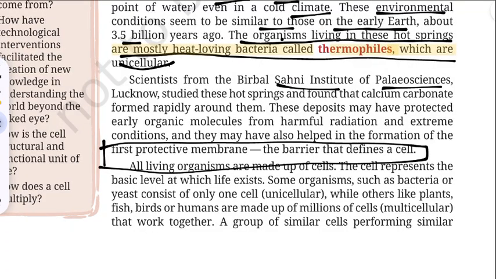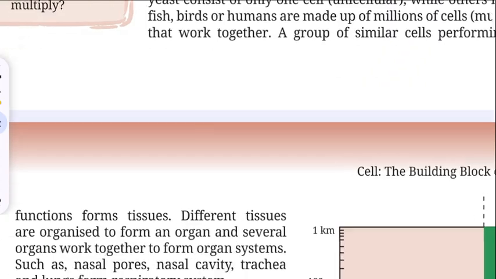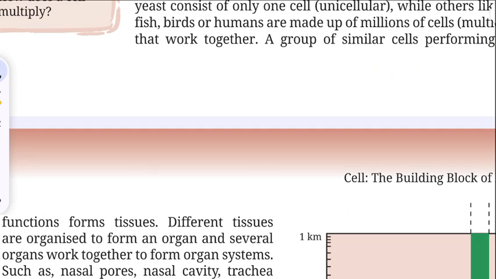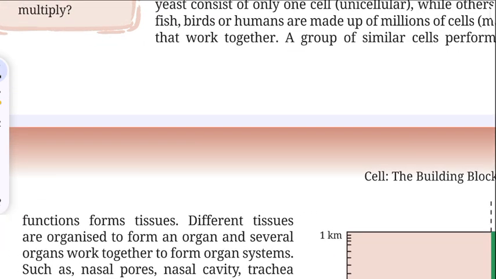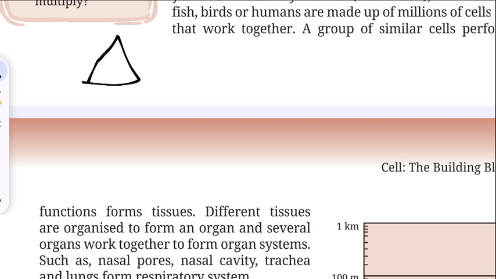It says that all living organisms are made up of cells. Fine. You know that all living organisms are made up of cells. Suppose you are building your house. Fine. You are building your house. So the main raw material that you require to build your house is what? You require bricks. Fine. In the same way, for building an organ system, the main base is the cell.